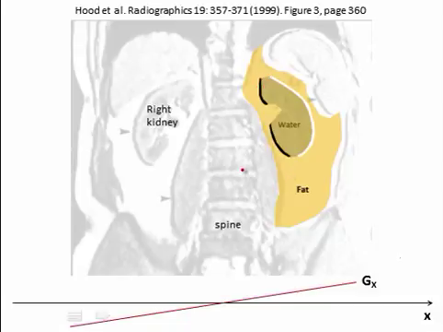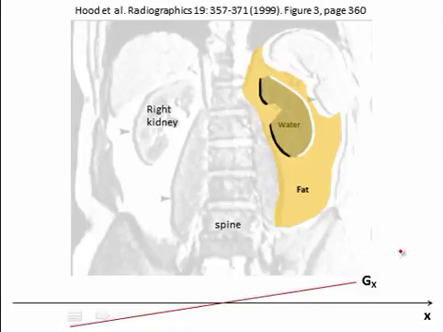Now, as fat moves away from the water object, you get a signal void, which is indicated by these dark bands here, because the apparent spin density in these areas has gone to 0. I say apparent because remember, the MR image is an estimate of the true spin density. We want the image to be an accurate representation of the spin density as much as possible. But when we have a chemical shift artifact like this, that's not always the case.